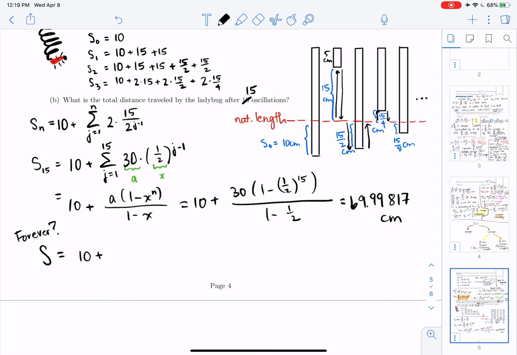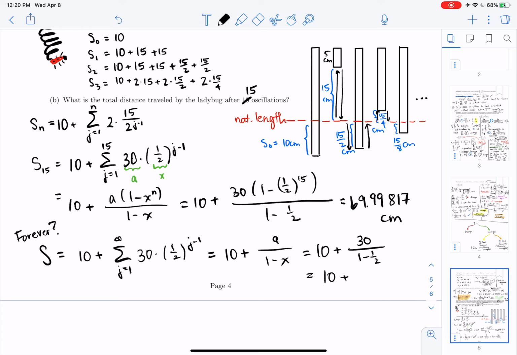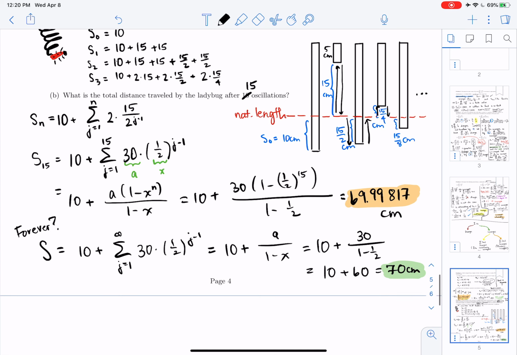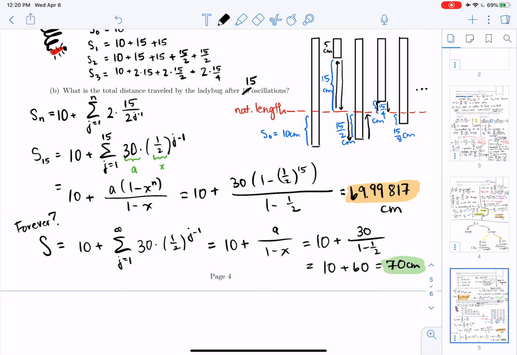It would travel 10 plus our sum from j equals 1 to infinity, 30 times 1/2 to the j minus 1. Well, this is 10 plus, this is now an infinite geometric series, so our formula is a over 1 minus x. So this would be 10 plus 30 all over 1 minus 1/2, and that is 10 plus 30 over 1/2 is 60. Whoa, well that's crazy. So basically after 15 oscillations, the ladybug's already pretty much traveled as far as the spring is going to travel if it just goes on forever. So that's why spring's oscillations are pretty much imperceivable, despite the fact that that vibration is still occurring. It's just slowed down to such a small amount that you can't even really see it.